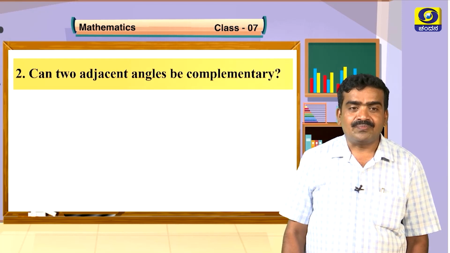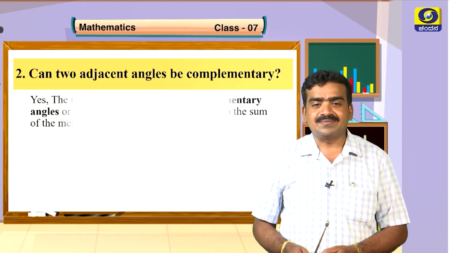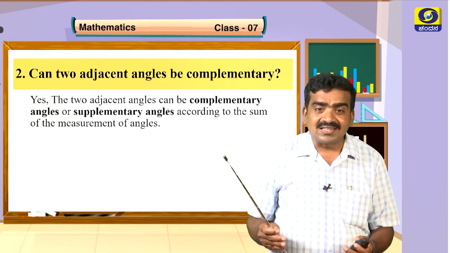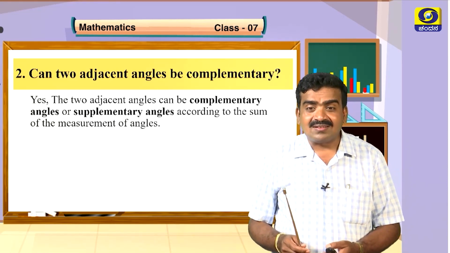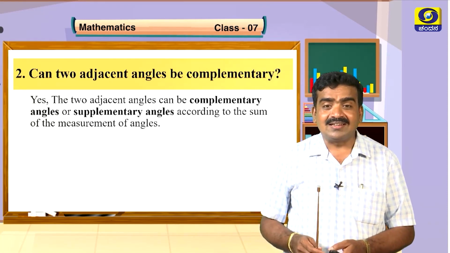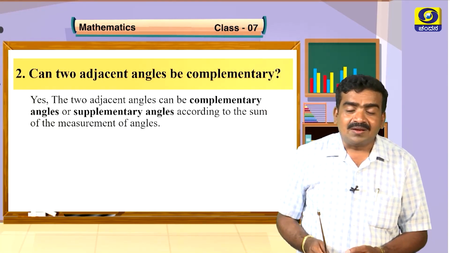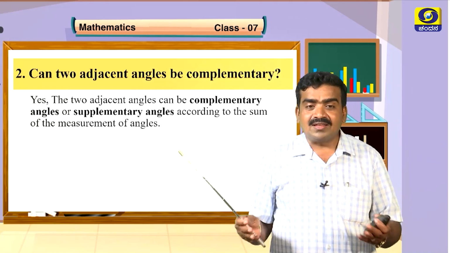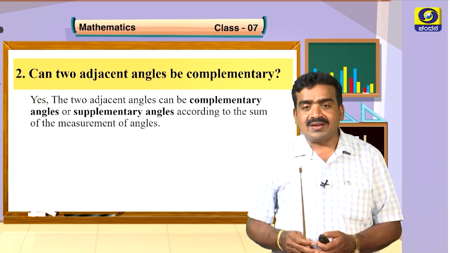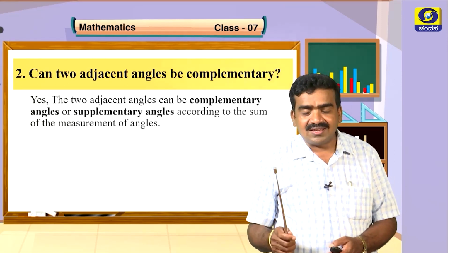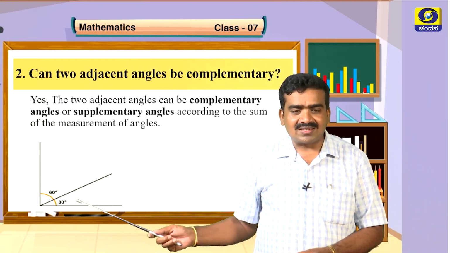Now come to the second question. Can 2 adjacent angles be complementary? Let us test this. Yes, 2 adjacent angles can be supplementary or complementary. It is based on the sum of the measures of the angles. If they give 90 degrees, then they become complementary angles. If the sum gives us 180 degrees, then they become supplementary angles. Therefore, adjacent angles may be complementary or supplementary based on their sum. See, look at the picture over here. These 2 are an example of adjacent angles.